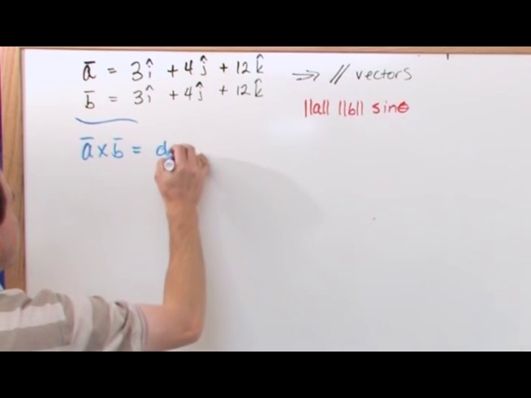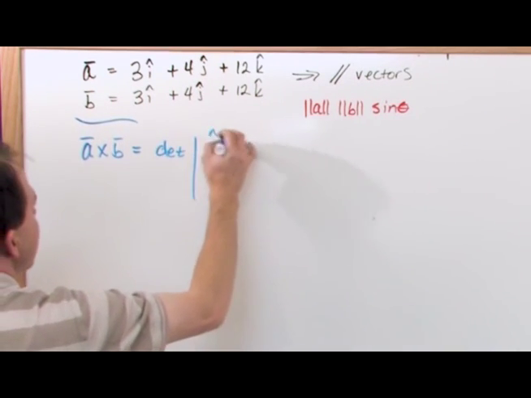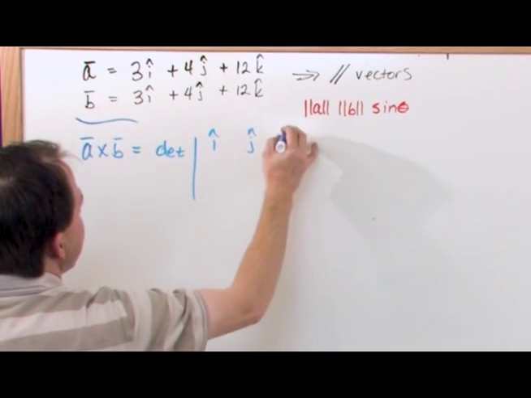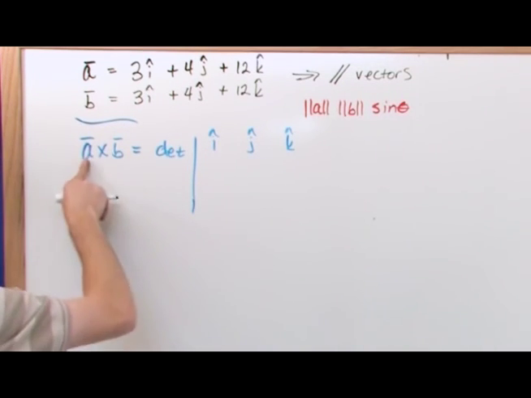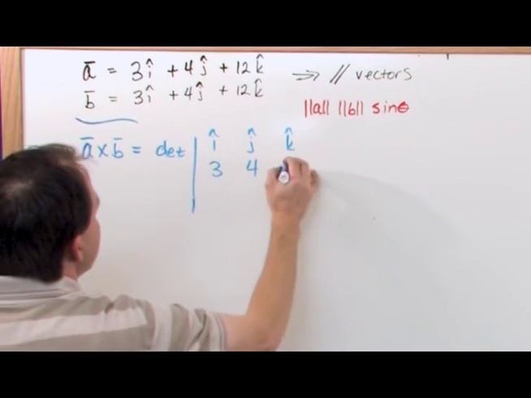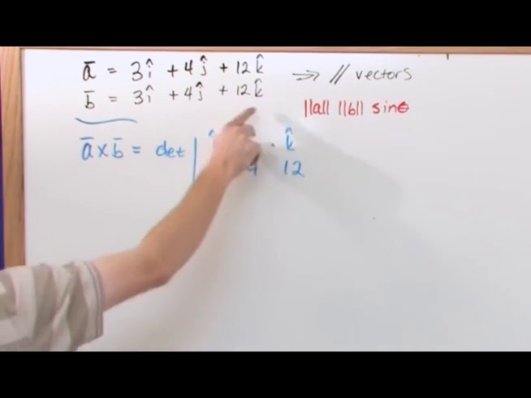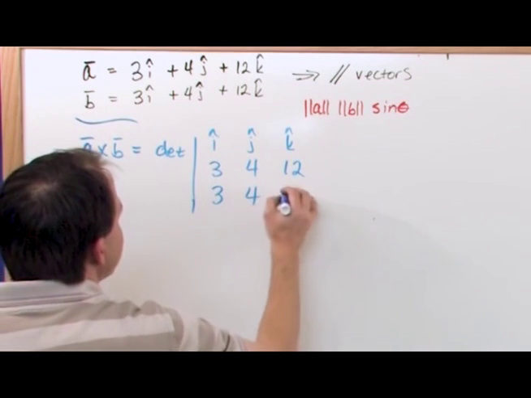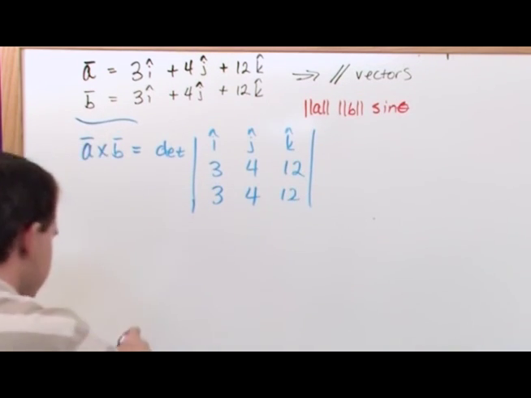A cross B is the determinant of the matrix given. You have I, J, and K. And all we do is look at the components of A and put them in the next line. So we have 3, 4, and 12. The components of B are exactly the same thing, 3, 4, and 12. So we have to calculate the determinant of this.